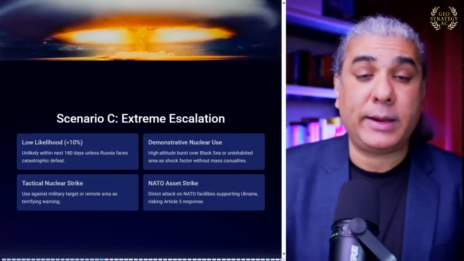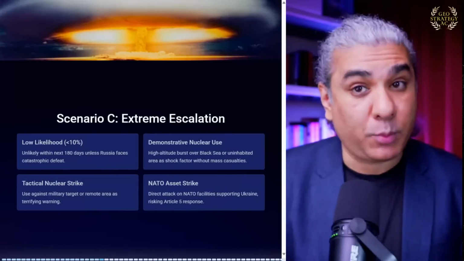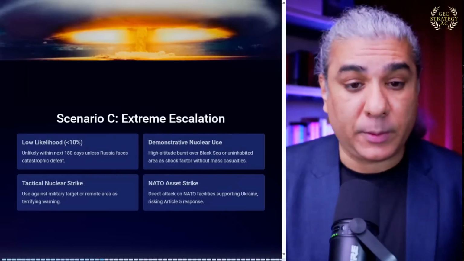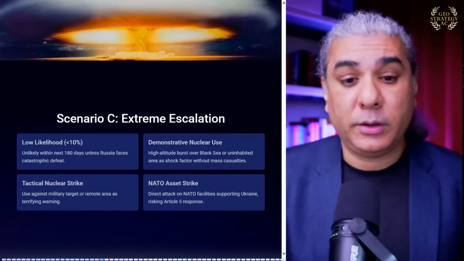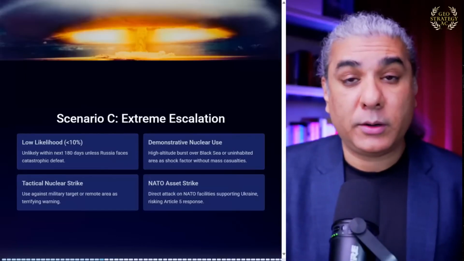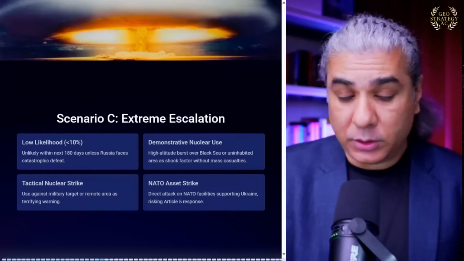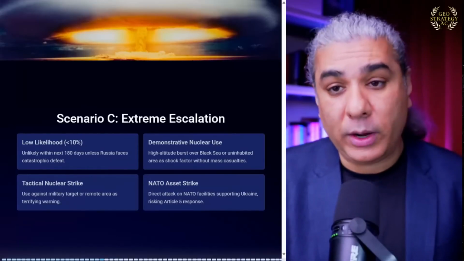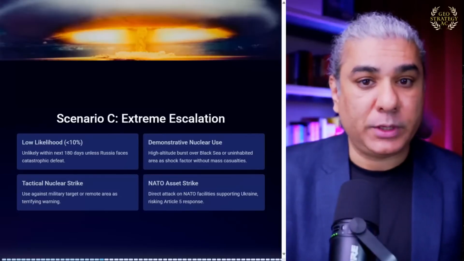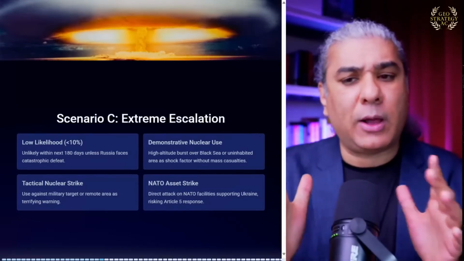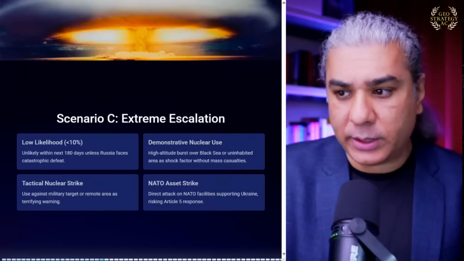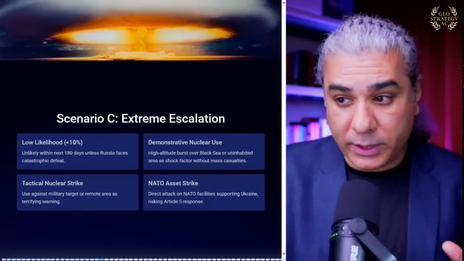And then there could be a direct attack on NATO facilities that are supporting Ukraine, maybe within Ukraine itself, or maybe outside of Ukraine. Who knows? Depending on the provocation on Russia, and this could then trigger NATO's Article 5. Then we are really, really close to nuclear exchange, which is World War III. So this is the last scenario, a very low likelihood scenario, extreme escalation, and I hope it never happens. But we have to discuss these possibilities. So this is kind of how close or how far we are from World War III. This scenario C is a World War III scenario, and that's doomsday.